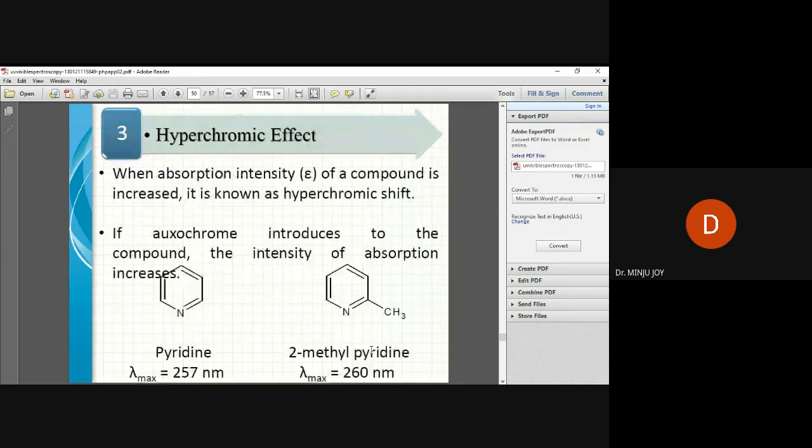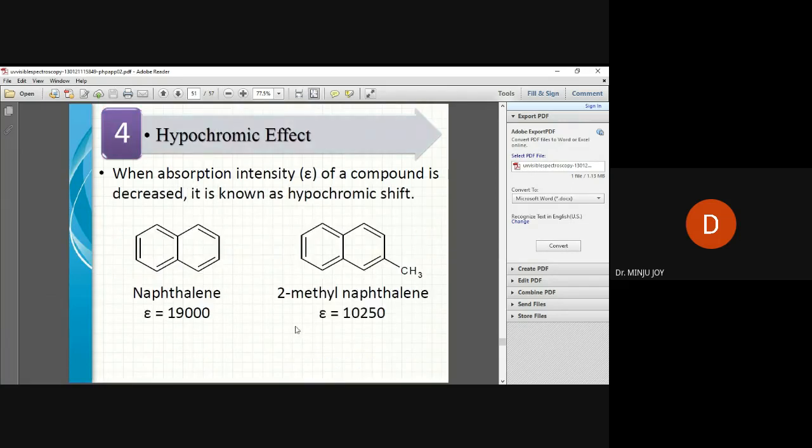Next is hyperchromic shift, which is related to intensity. When absorption intensity is increasing, it is called hyperchromic shift. This is also due to the presence of an oxochrome. You can see two examples, pyridine and 2-methyl pyridine. Here, pyridine itself shows only 257 nanometer, whereas when an oxochrome group CH3 is introduced, it gives 260 nanometer. Hypochromic means the intensity is getting decreased.